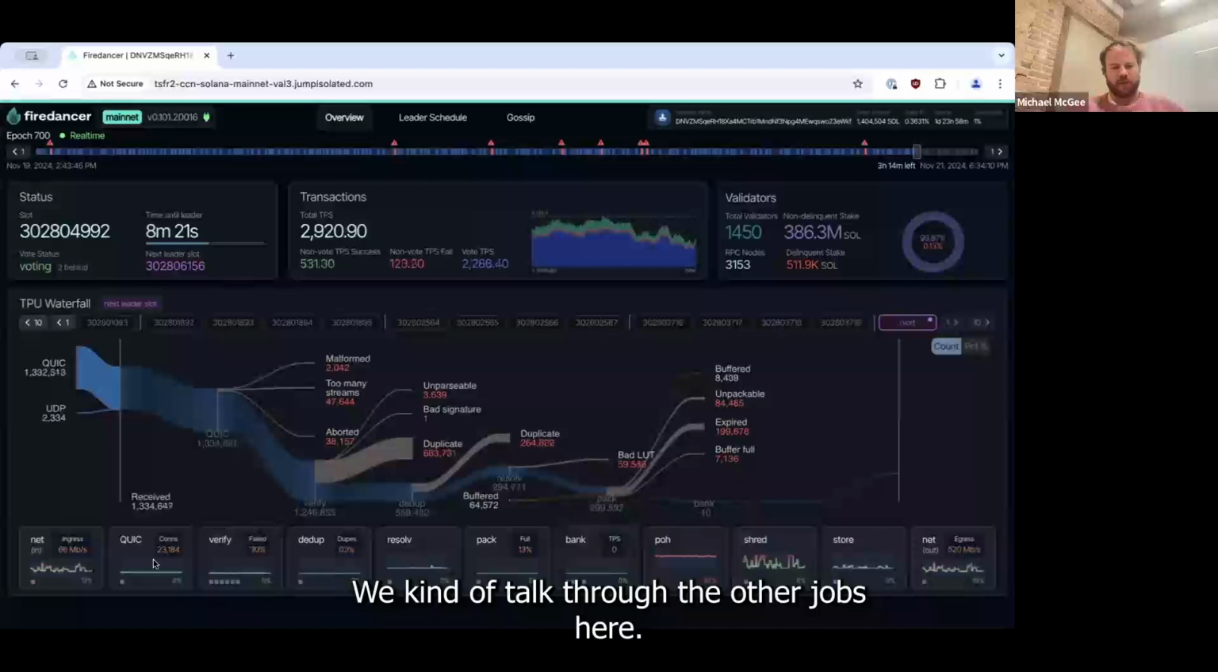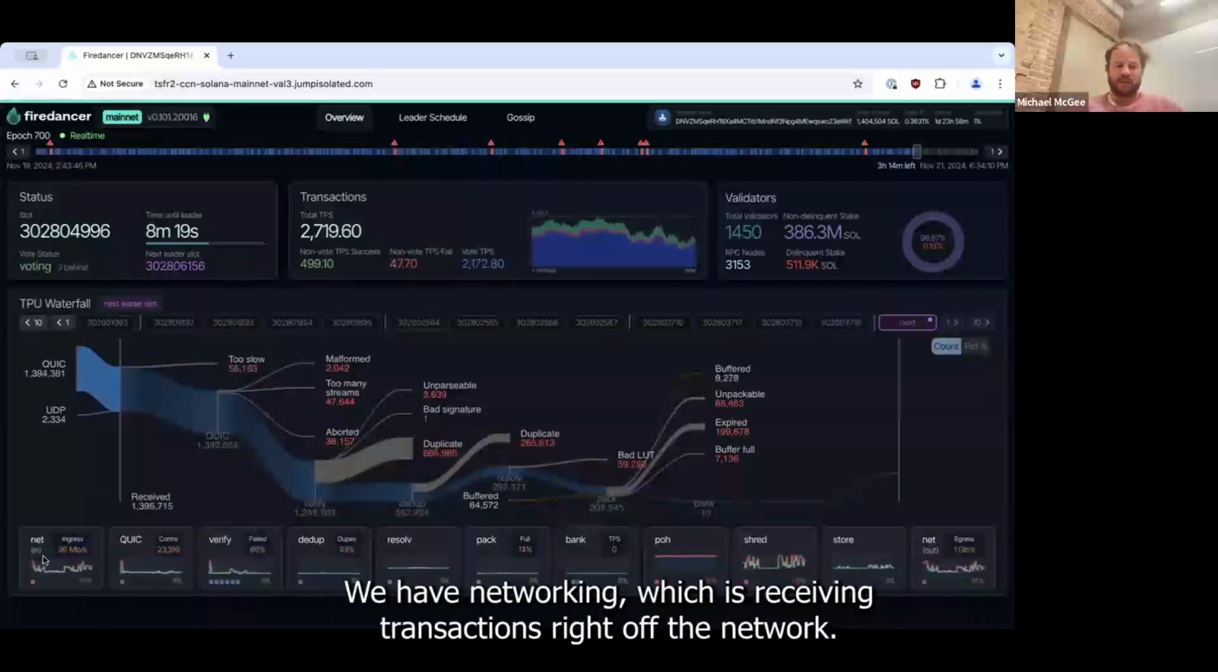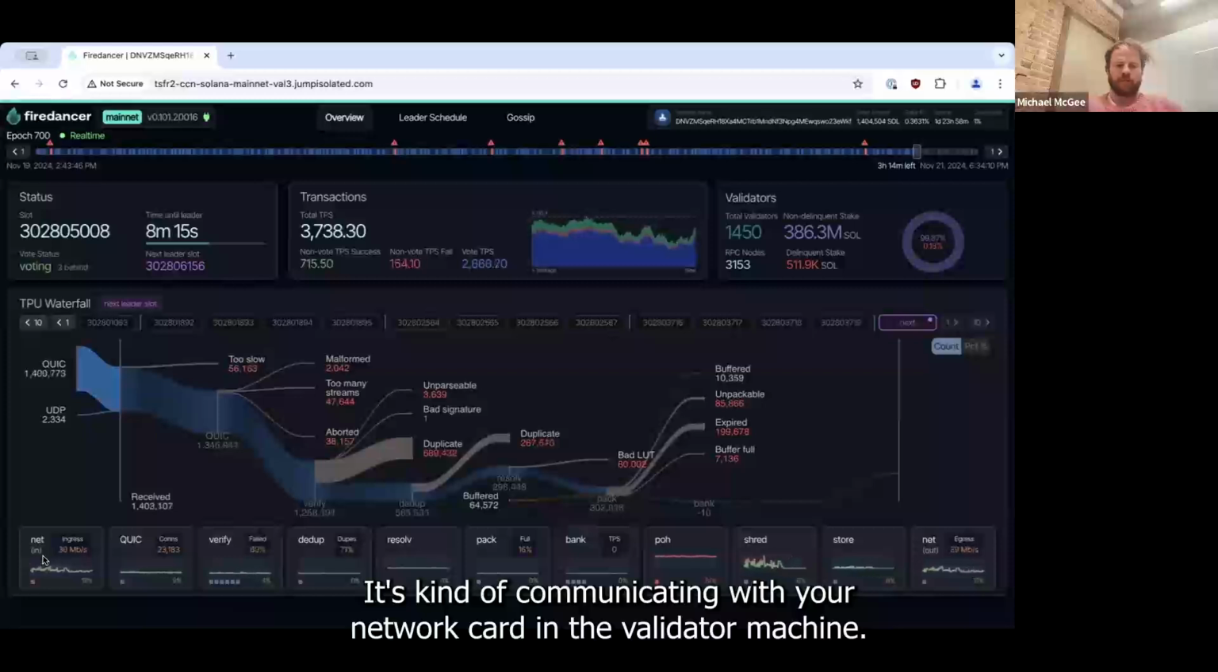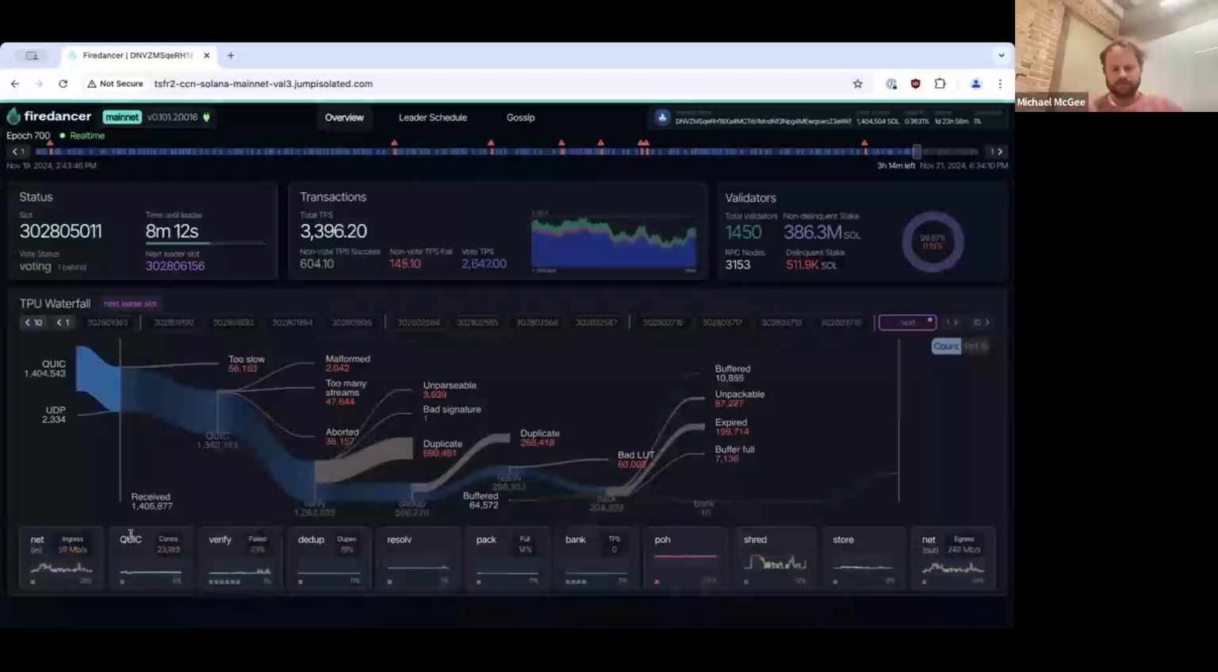We talk through the other jobs here. We have networking, which is receiving transactions right off the network. It's communicating with your network card in the validator machine.